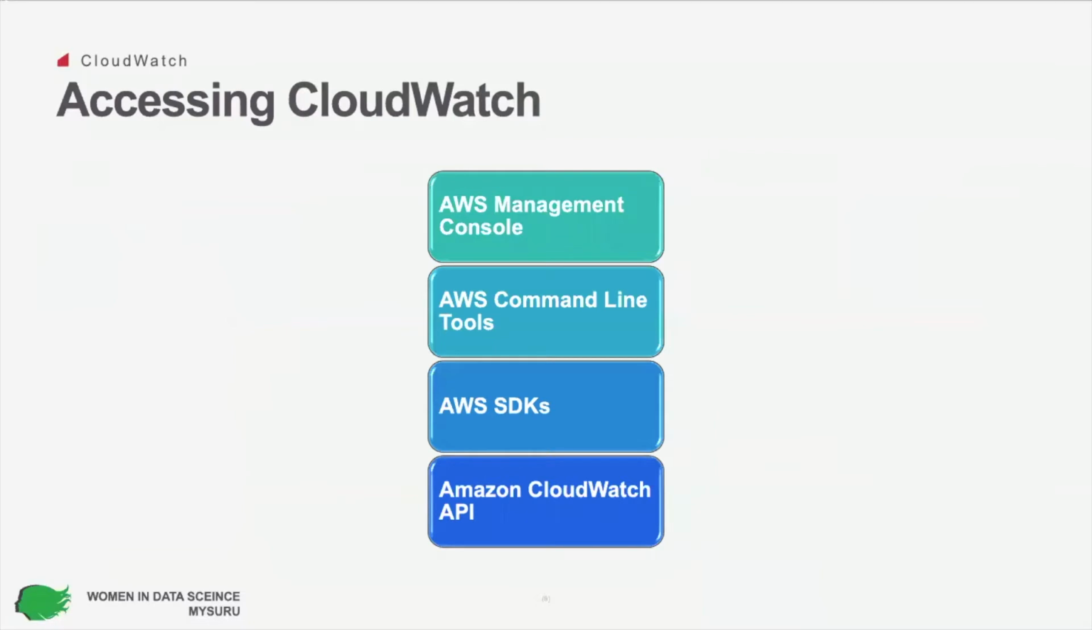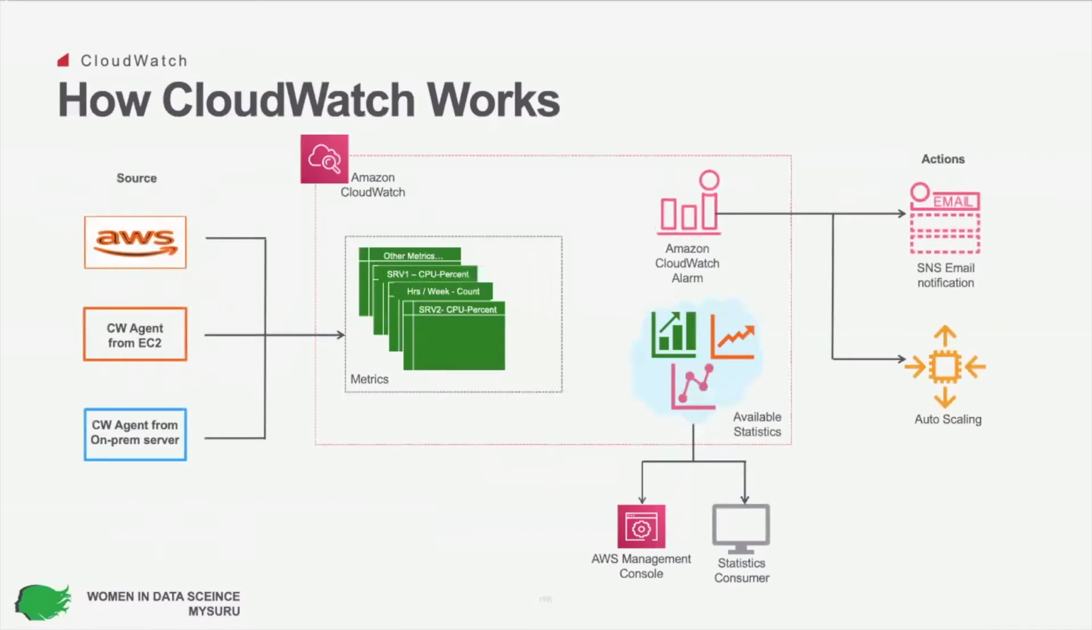How do you access CloudWatch? It's by the usual means: the AWS Management Console, AWS command line tools, AWS SDKs, and CloudWatch APIs. How does CloudWatch work? Amazon CloudWatch is basically a metrics repository. An AWS service such as Amazon EC2 can put the metrics into the repository, and you can retrieve the statistics based on your need.